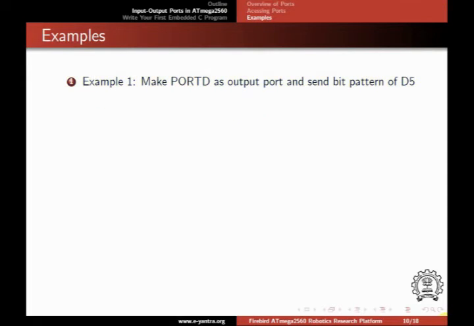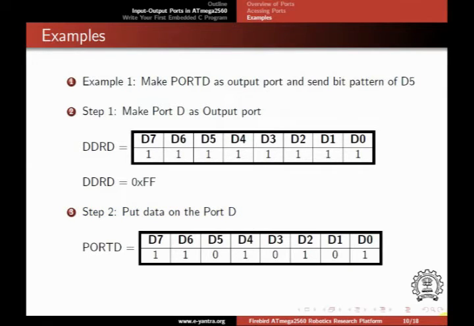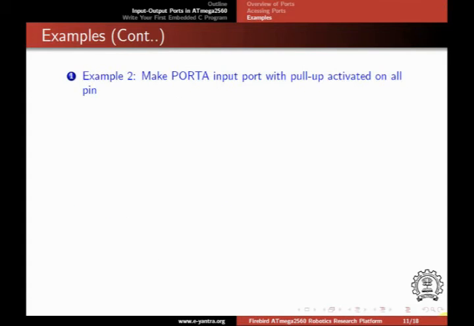First step will be to make port D an output port. So the value in the DDRD register will be 0xFF. The second step will be to put data on the PORTD register. So the value in the PORTD register will be 0xD5.